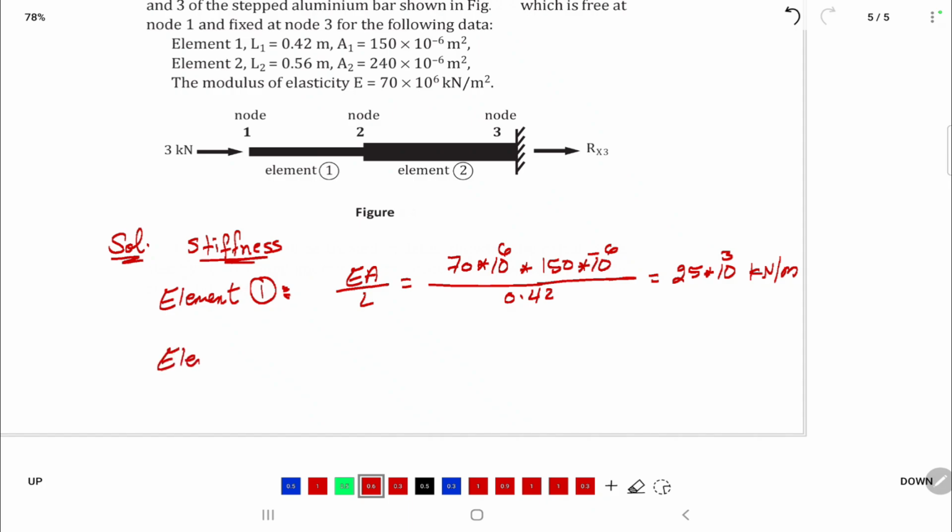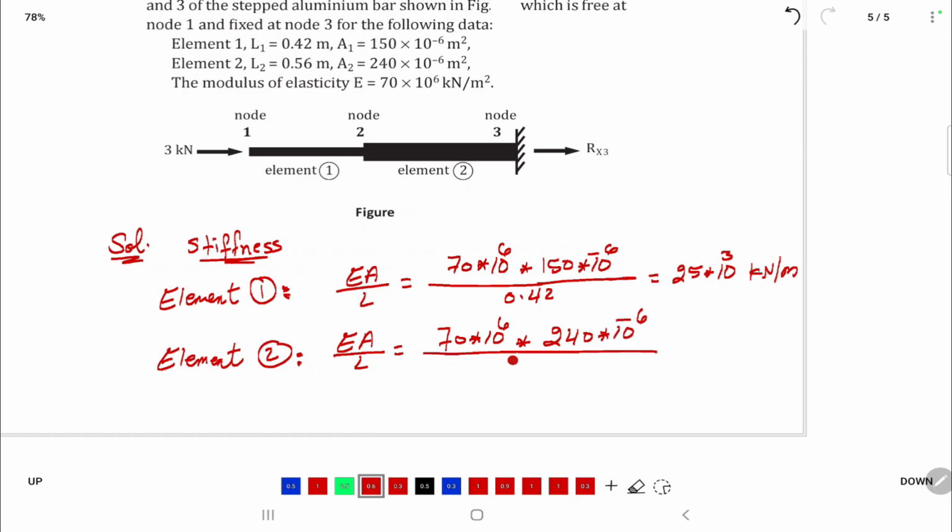For element 2, EA over L will equal 70 multiplied by 10 to the 6 multiplied by the area of element 2, which is 240 multiplied by 10 to the minus 6, over 0.56, and this will be 30 multiplied by 10 to the 3 kilonewton per meter.